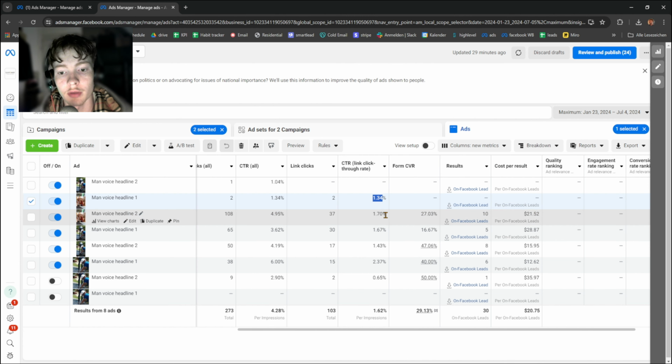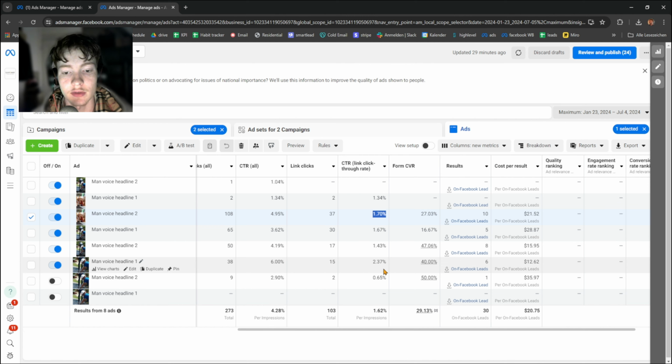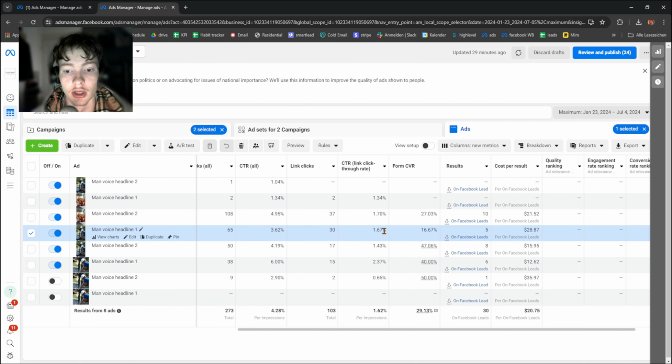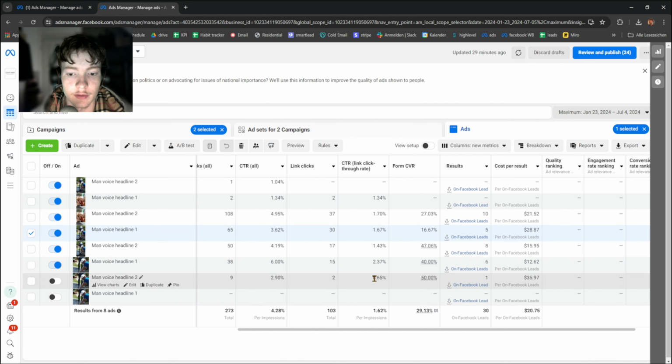So when you're anywhere between 1 to 2%, that's decent. If you're over 2 or 3%, that's pretty good. Sometimes it's even over 5%. That's really, really good for the link CTR. Very strong. So you want to keep that in mind. If it's below 1%, you might want to work on this.